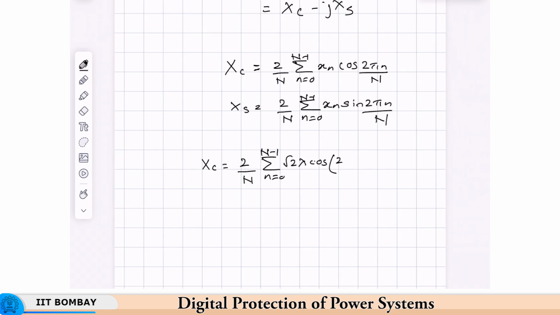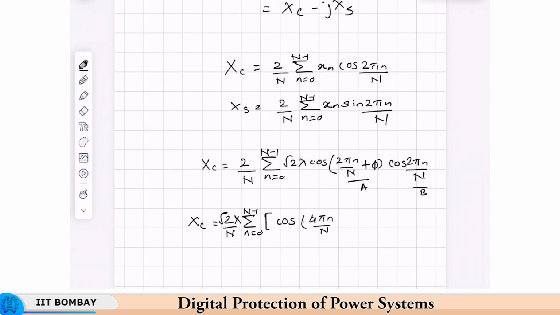Cos of... Now, what is cos A cos B? It will give me 2 cos A cos B. So, we will take root 2 and X out, and you will get a cos of A plus B term and a cos of A minus B term. So, this is A and this is B. So, cos A cos B. We will get cos of A plus B, which gives us 4 pi n by n plus phi, plus cos phi.